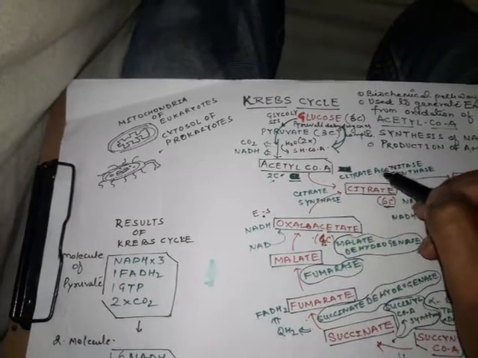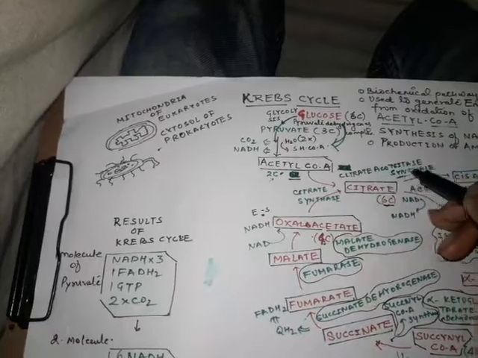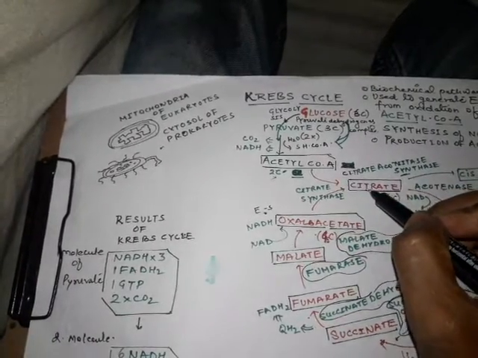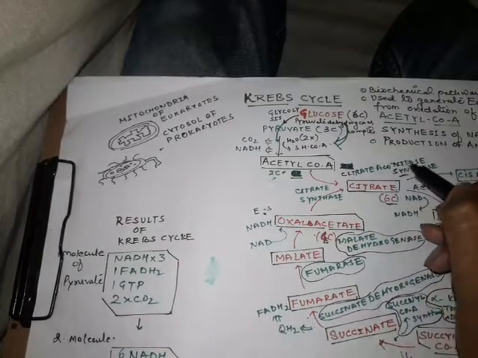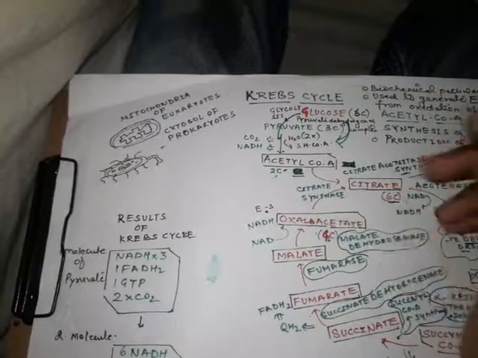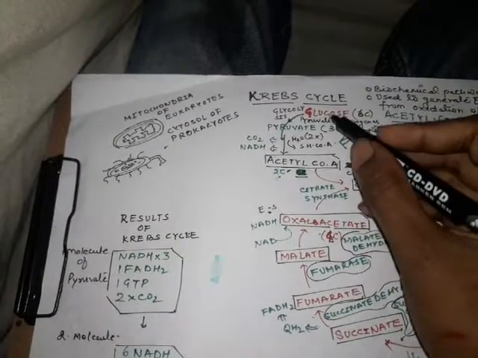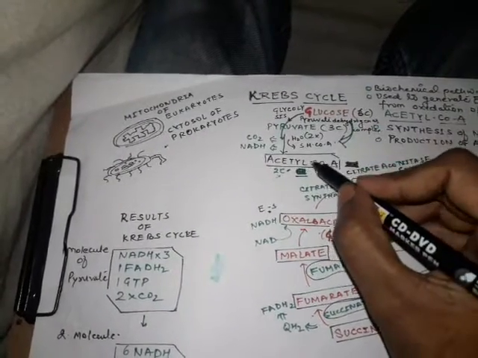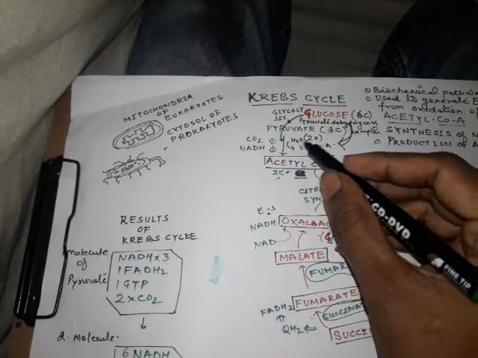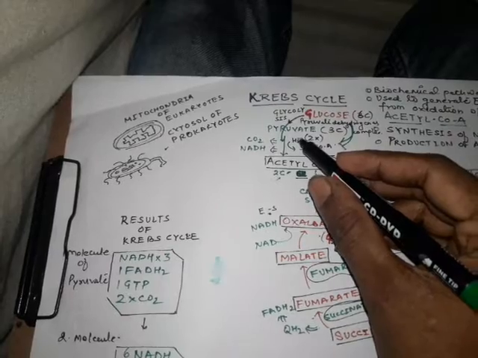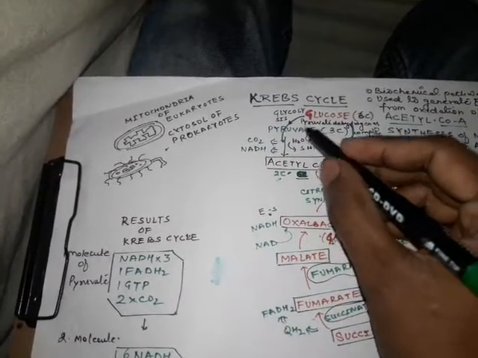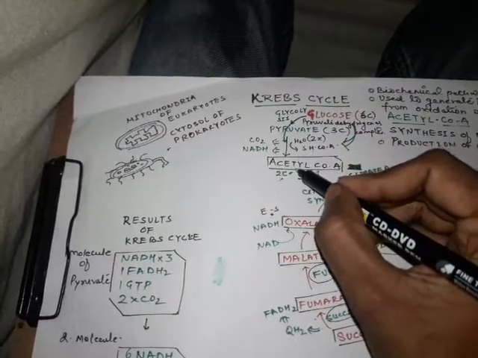Okay, if you see here, when acetyl coenzyme is converted to citrate, the citrate synthase enzyme is involved. So these two steps are complete, meaning pyruvate is converted to acetyl coenzyme via release of CO2 and NADH. And one water molecule is added and it is converted to acetyl coenzyme A, meaning pyruvate is activated here for conversion to acetyl coenzyme.